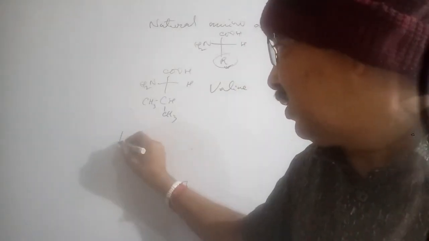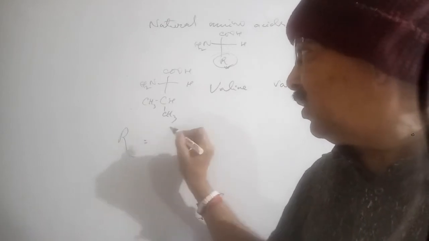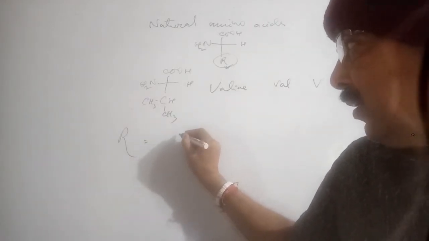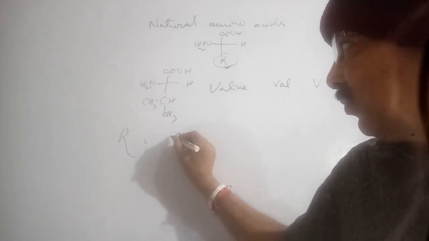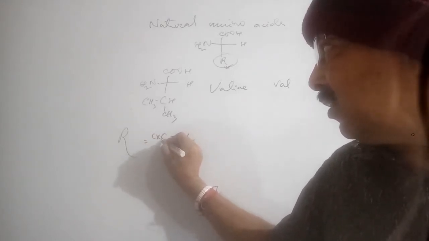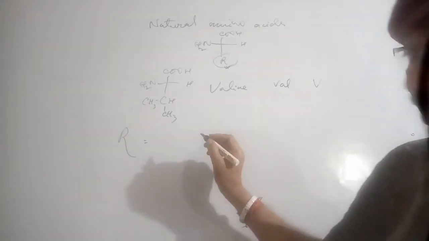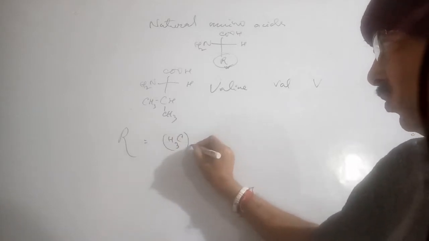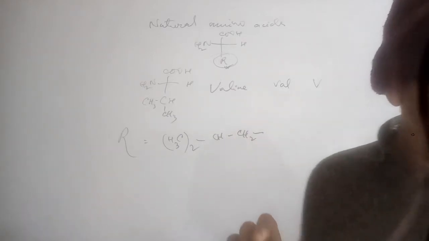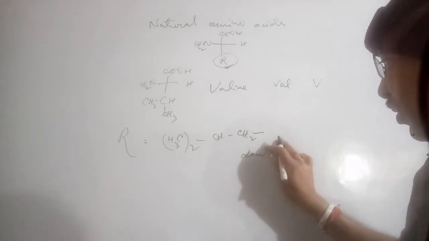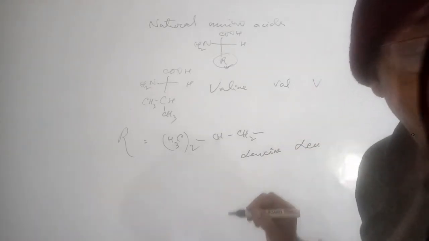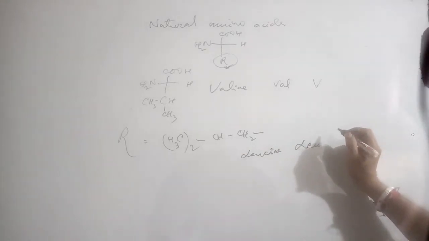When in place of R it is CH2, CH3 whole 2, CH2, then it is named leucine, and the symbol is LEU, and code is L.